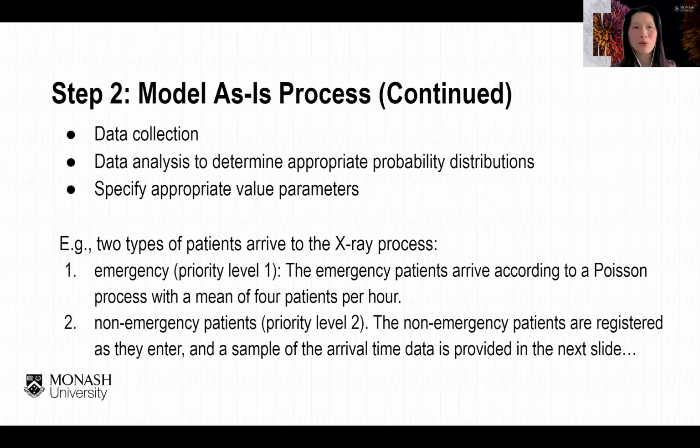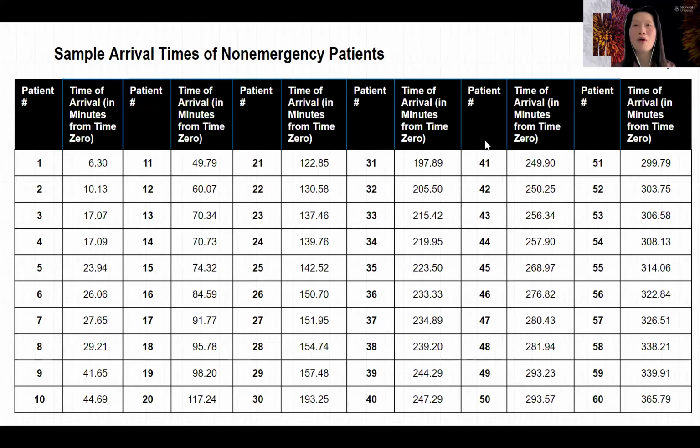I will show you one example in here. For example, here we have 2 types of patients arriving to the X-ray process. For the emergency, which have a higher priority, they are arriving according to a Poisson process, right? That's fine. But the second type, which are non-emergency patients, they basically have a varied, random arrival time. So what you do is you basically collect data for a significant length of time.